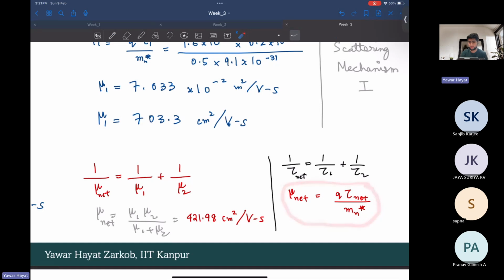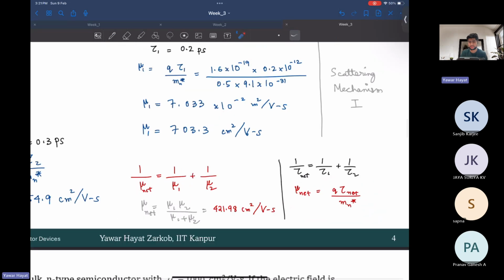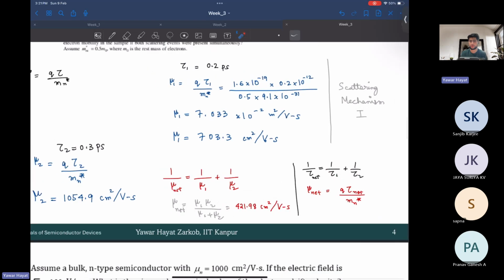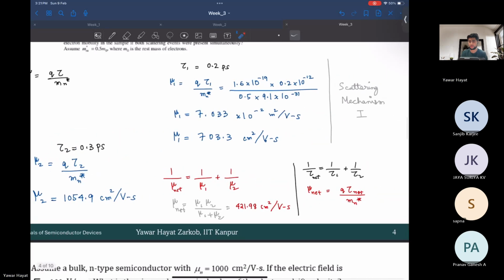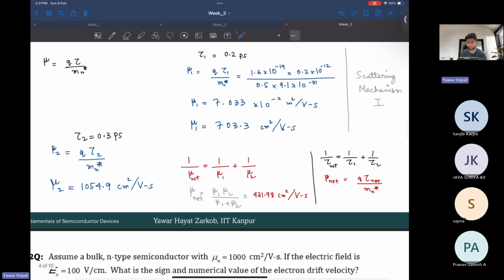Convince yourself. If you approach it in this fashion, you'll get the same answer. What are the values of tau 1 and tau 2 that you'll use in this formula? Your tau 1 would be this, your tau 2 would be this. You'll use this formula and compute tau net. You'll use this tau net here and compute mu net, and you should get the same answer. So that is the other method of solving this question.